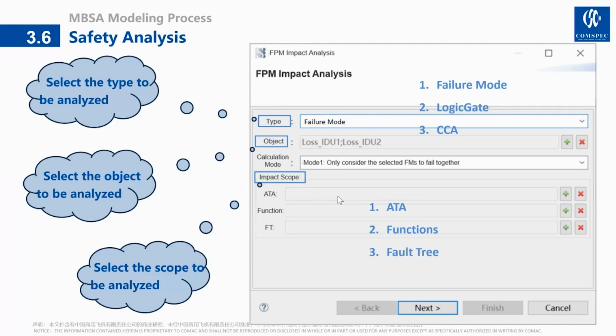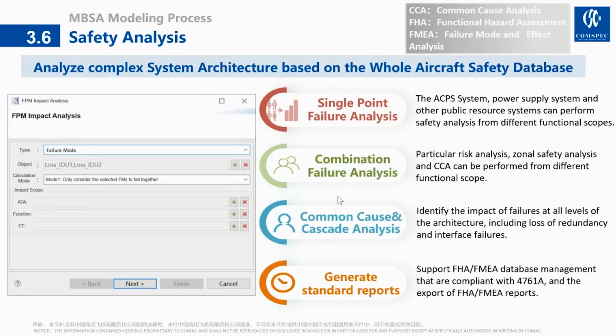In conclusion, the platform can analyze the complex system architecture based on the whole aircraft safety database. First, this platform can support single-point failure analysis, and second, it can make combined failure analysis, especially the impact analysis of public resources like the ACPI system or power supply in different functional scopes. Third, the platform can support common cause cascading analysis, such as PRA, ZRC, and CMA. And the last one, it can support generating standard reports compliant with ARP 4761, database management, and exporting FTA, FHA, FMEA reports.